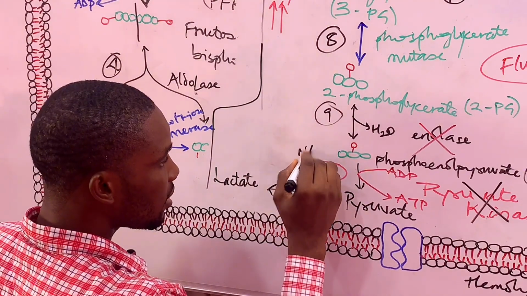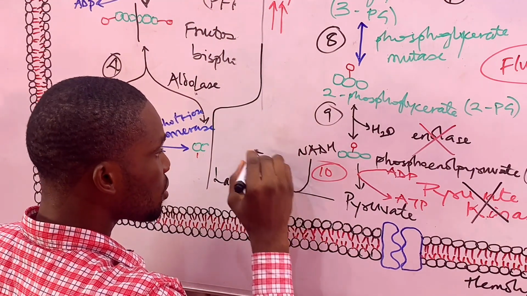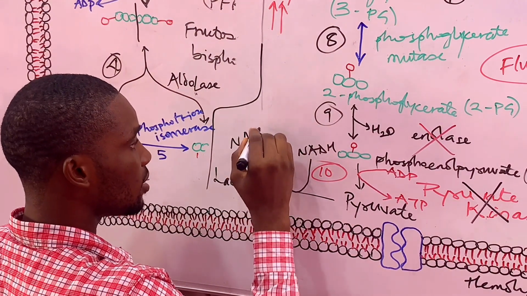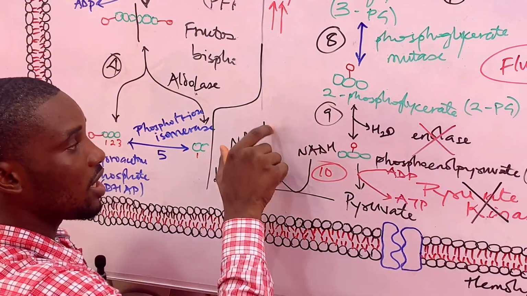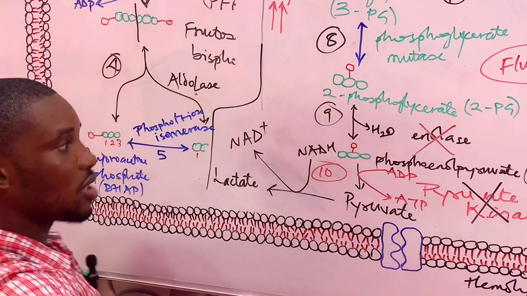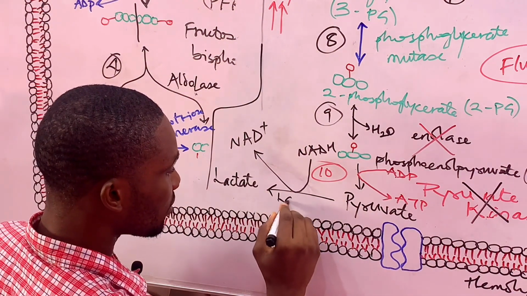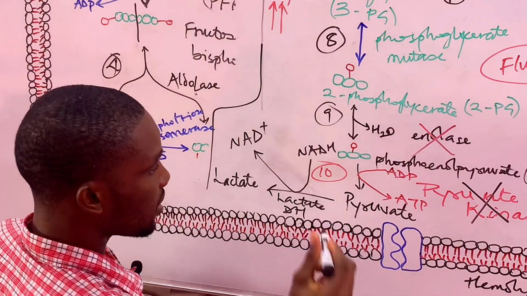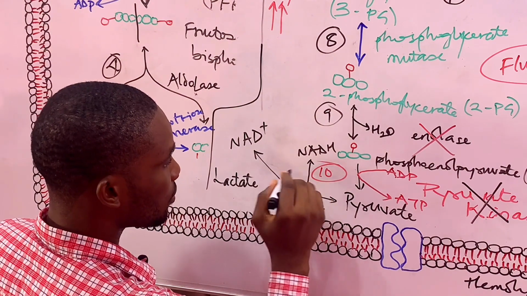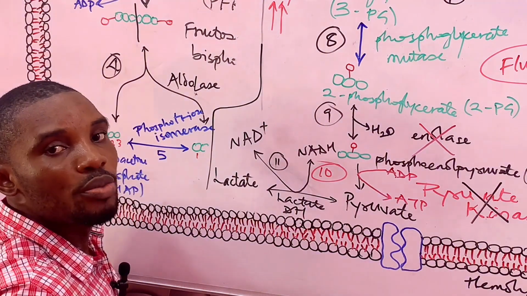And NADH is utilized to produce what? NAD plus, which can now continue the reaction. So this NAD that is formed can now ensure that glycolysis continues. Okay. The enzyme involved here is lactate dehydrogenase. So this is step 11 for anaerobic glycolysis.